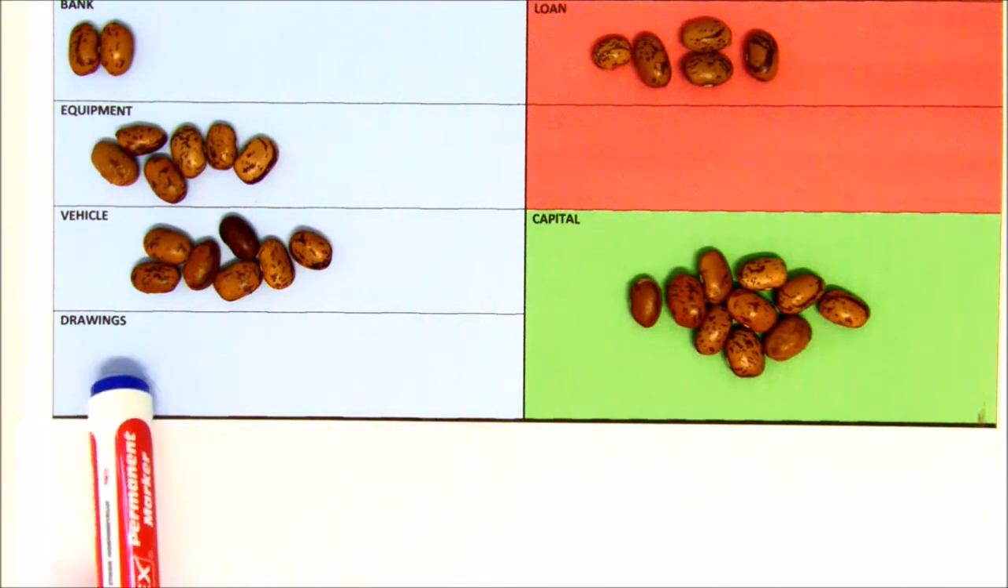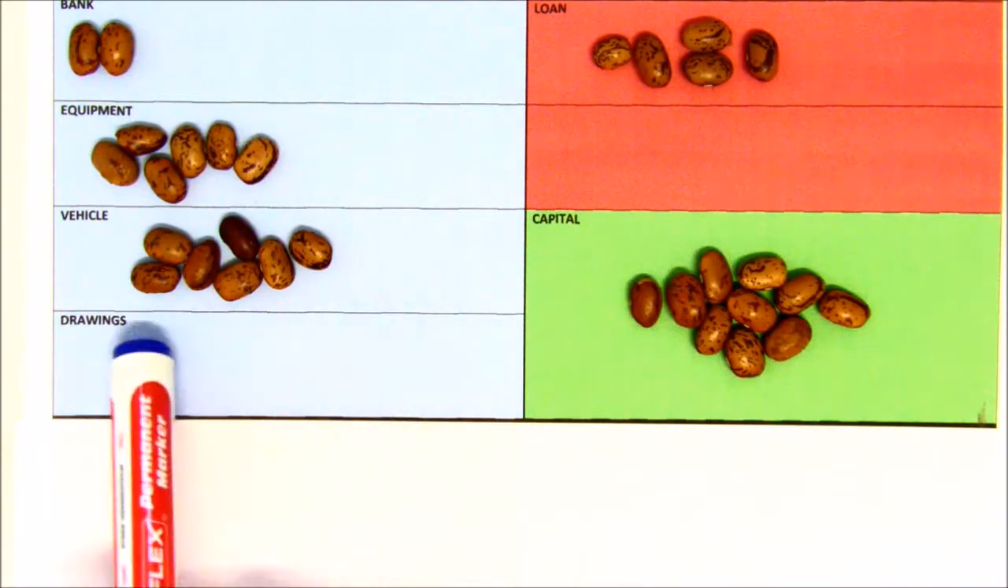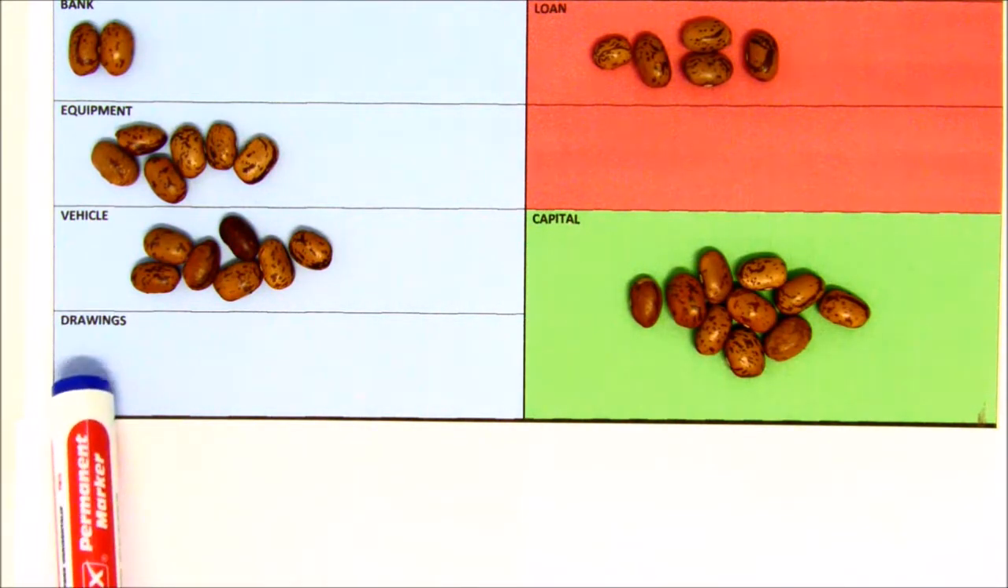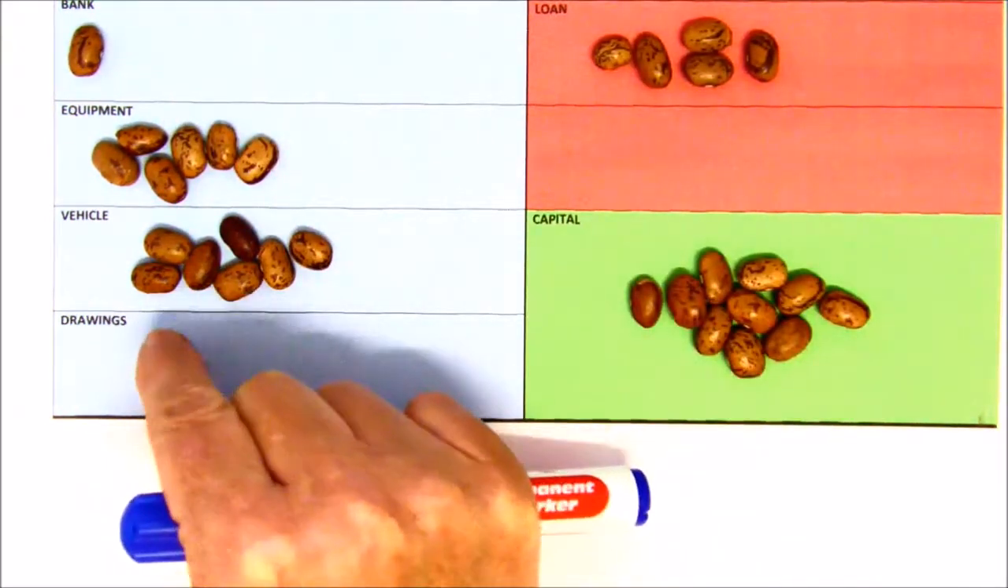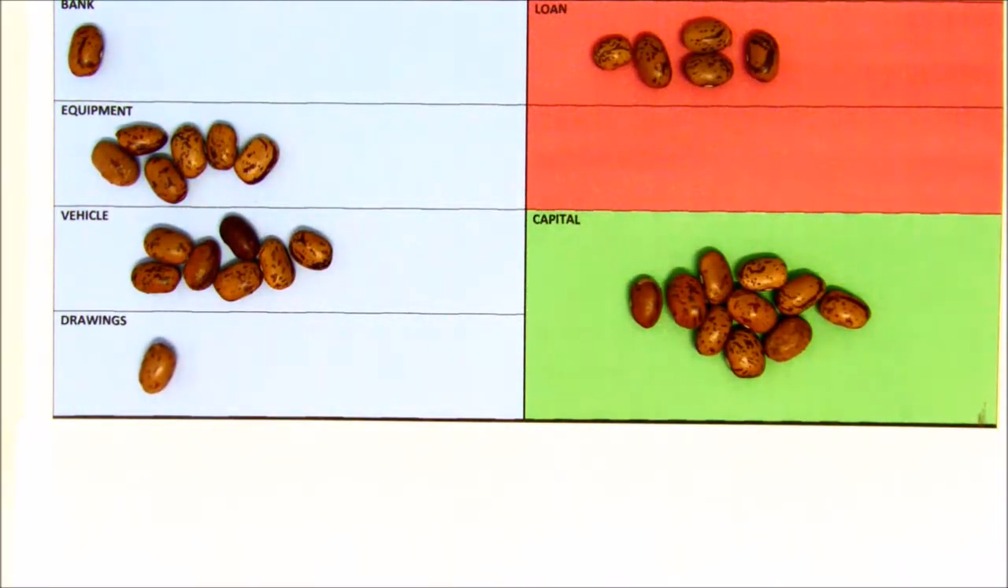Any money that the owner takes for his own use, we keep it separate as drawings. So if the owner is going to take 1,000 Rand now out of the bank, we're going to have less money in the bank, and we record that he has taken that as drawings. So all I've been doing is moving beans around to show how some accounts are increasing and decreasing, but at the end of the day, we're keeping records.